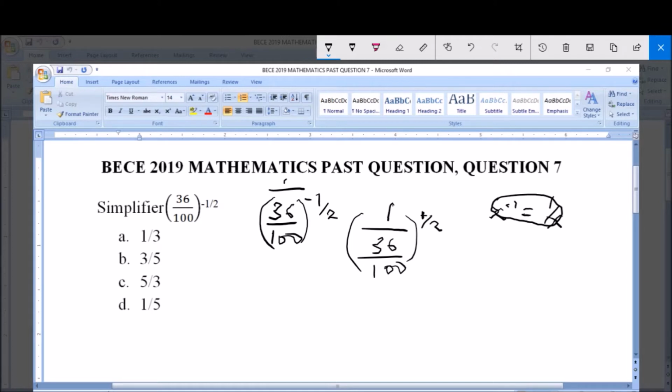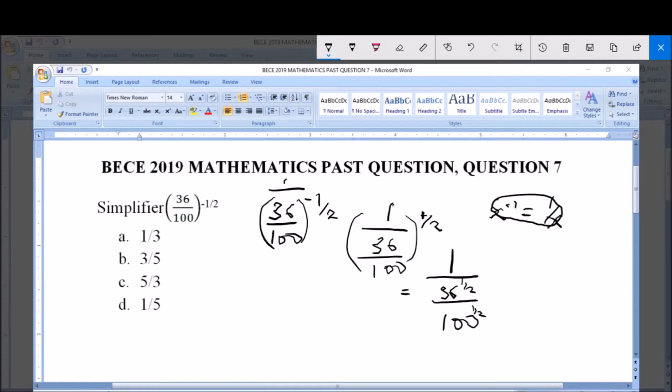Now, when you see a number raised to the power of half, it simply means you are taking the square root of that number, because it's raised to the power of 1/2. So you are going to look for the square root of this number. It's the same thing as saying 1 all over 36 raised to the power of half all over 100 raised to the power of half. Remember, they're in brackets. When you open the bracket, this is what it means.